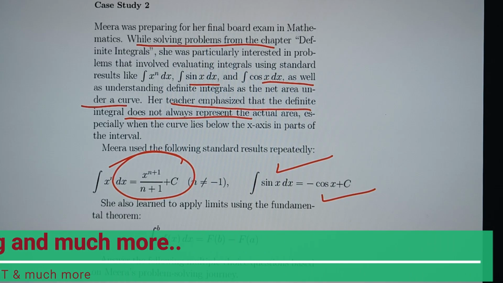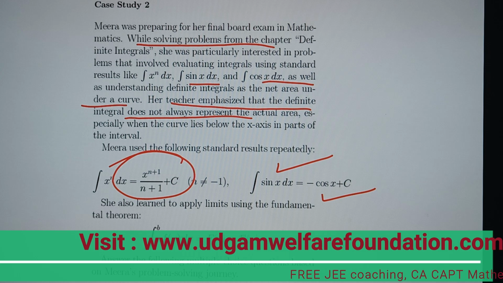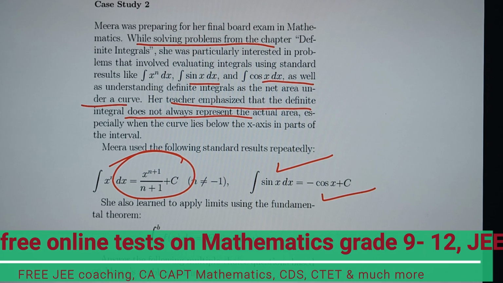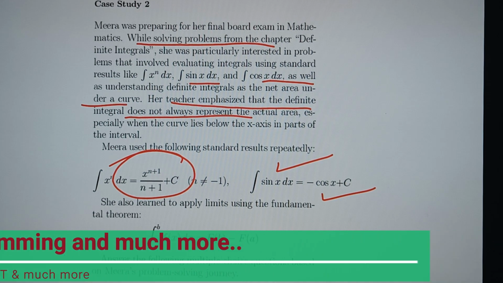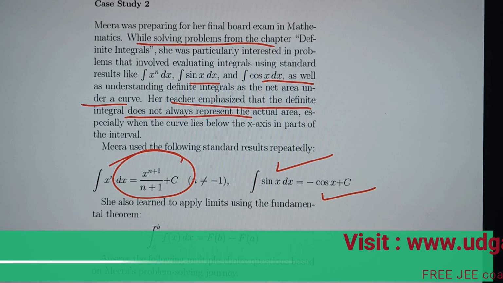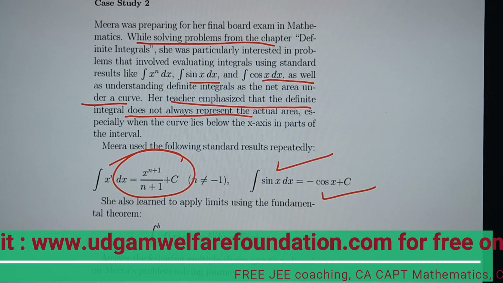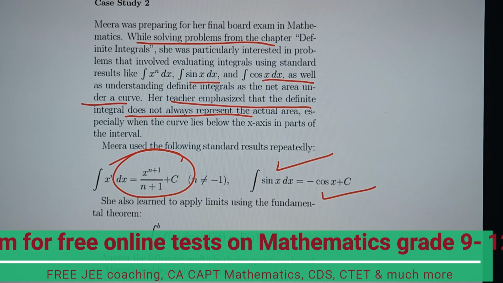So that was the basic case study which we have discussed. This was our second case study. Now on the basis of this case study, we are going to discuss 5 MCQ questions as per the board standards. Now let's move forward and discuss our first problem on this case study.